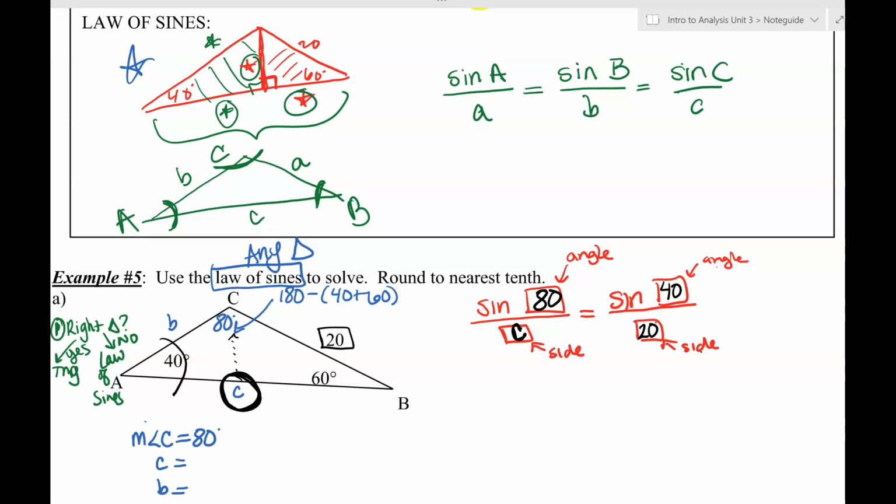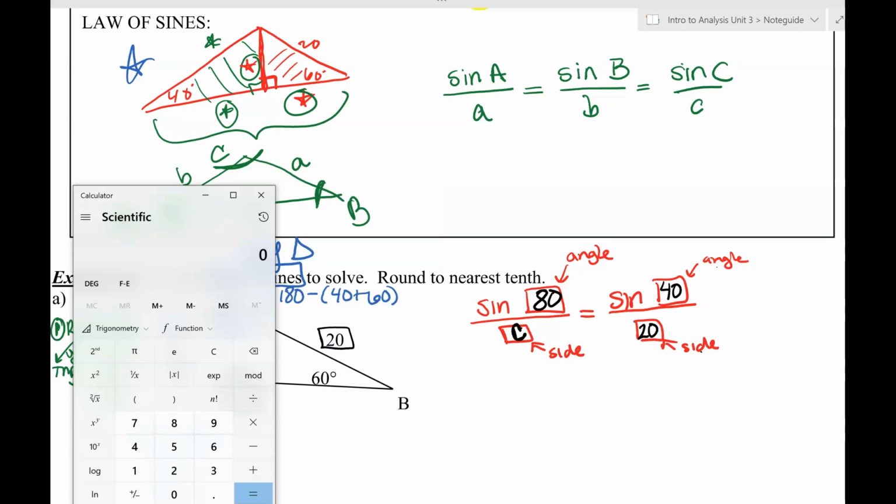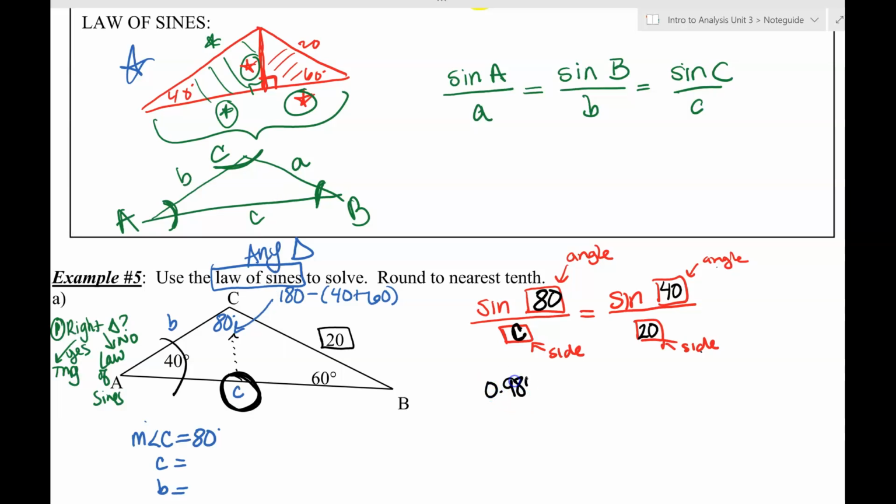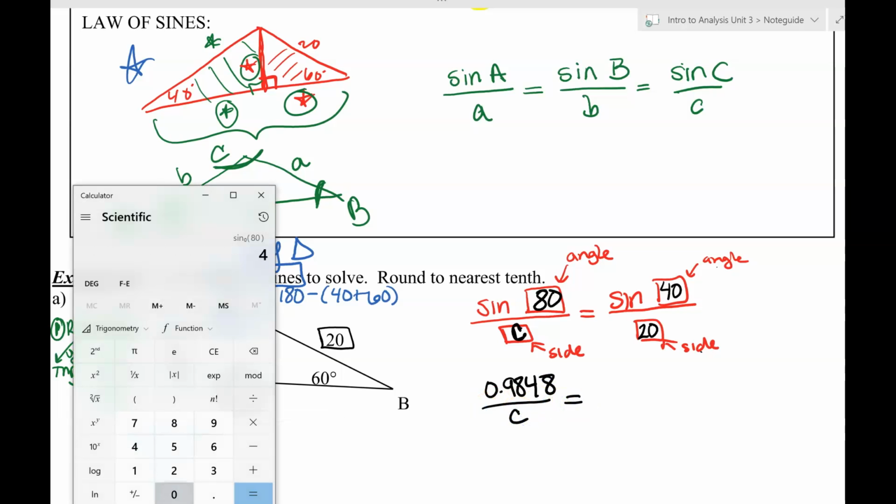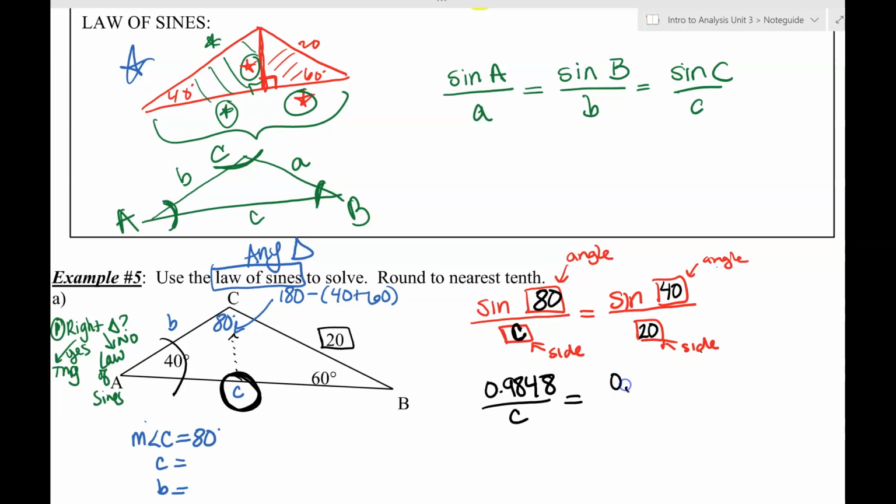And then just like we were doing previously, we can actually figure out some of these values and solve that problem using our proportion knowledge. So I'm going to use my calculator and figure out the sine of 80, which is 0.9848, and that's over C. And the sine of 40, which is 0.6428, over 20. And I'm just going to go ahead and cross multiply to solve.